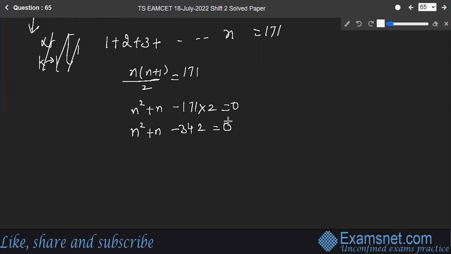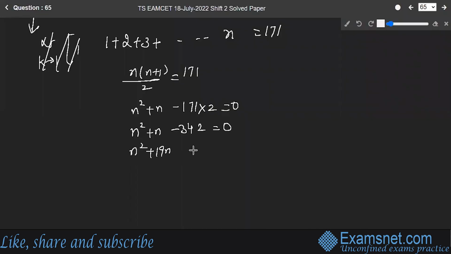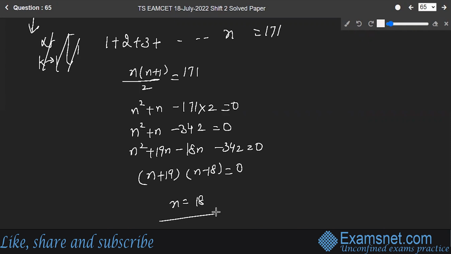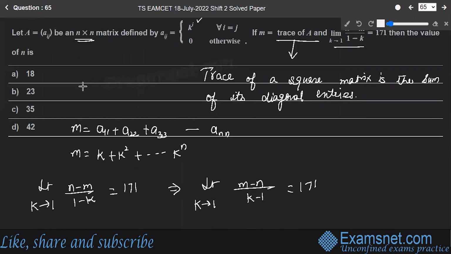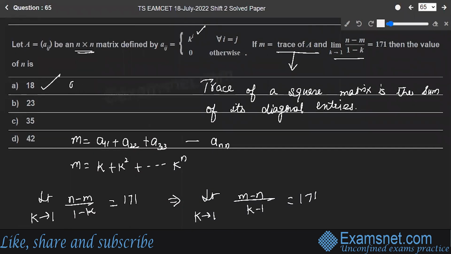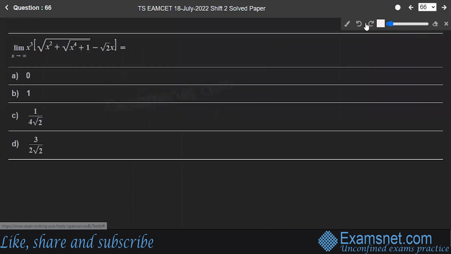So you have to find out the two factors and let's solve that. The two factors will be plus 19 and minus 18, since n squared plus n minus 342 is equal to 0. This will give you (n plus 19) and (n minus 18) as the two factors. So n is not going to be negative. So n is 18. This is the correct answer to the question. We have option A as the answer. Hope you got that. Let's move to the next question, number 66.